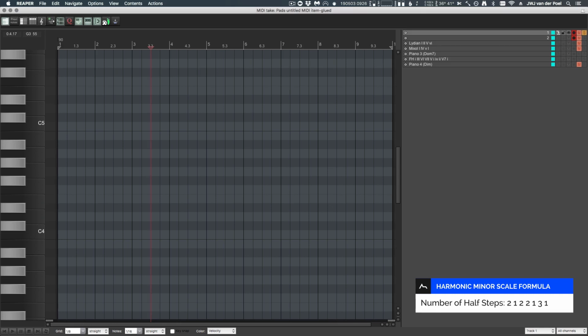That is the harmonic minor scale. So write down that formula. It's first a whole step, then a half step, then another whole step, then another whole step, then a half step, and then 3 half steps. Alright, another important scale to learn about.